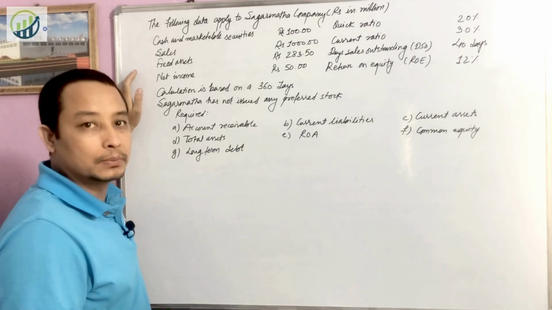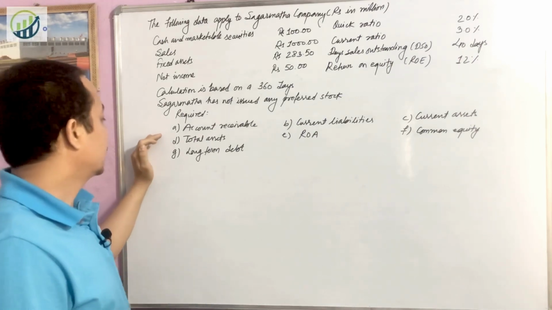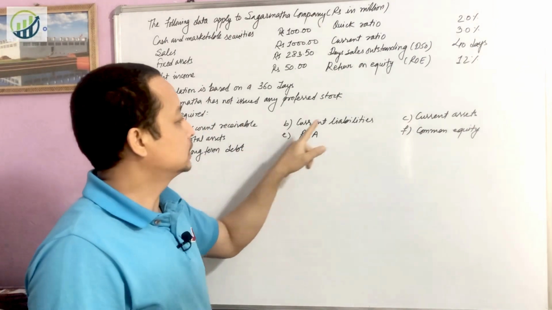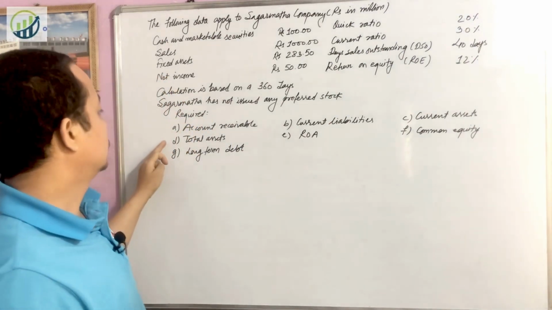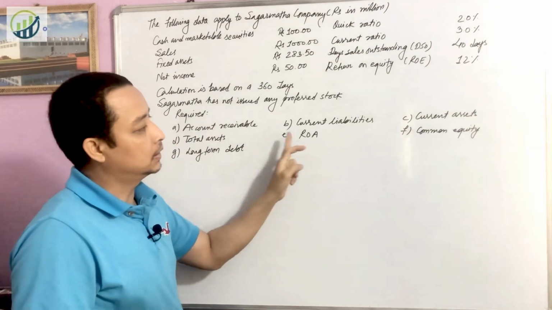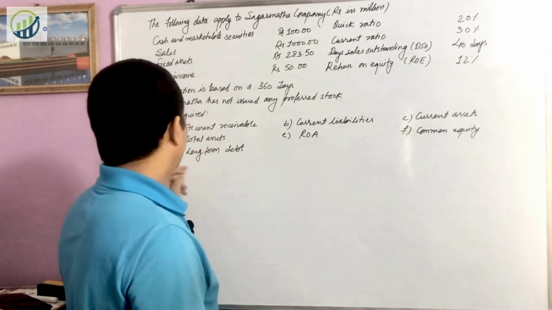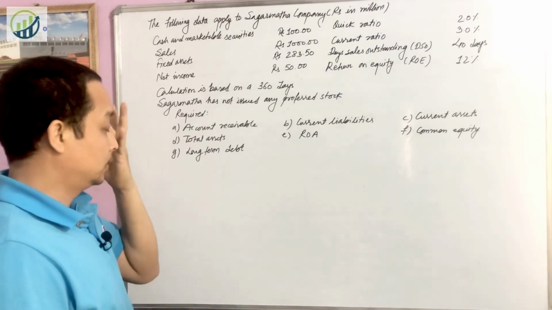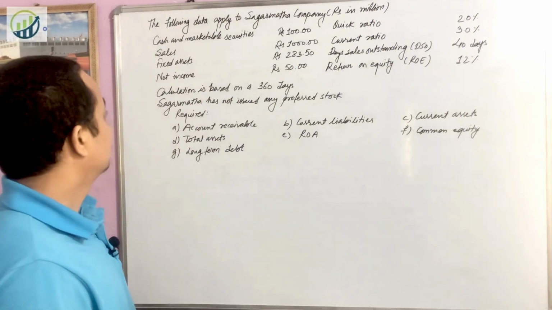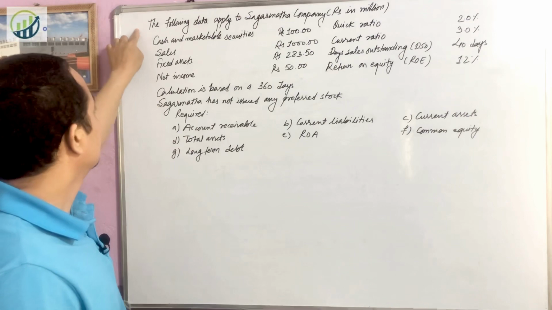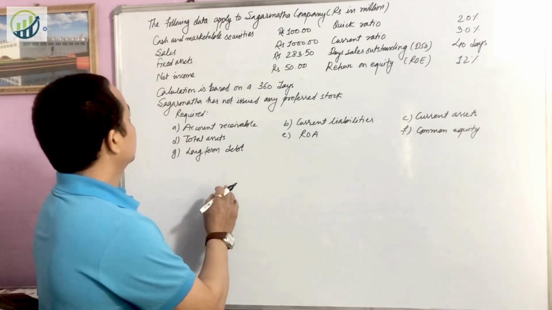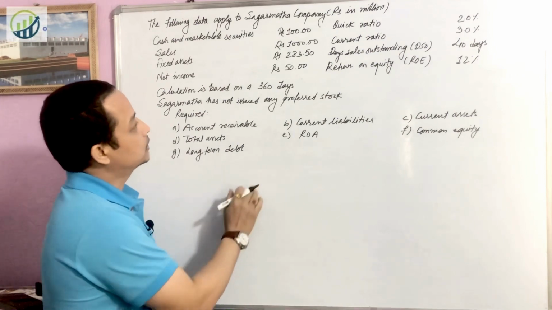By using this information, you have to find the following: A is accounts receivable, B current liabilities, C current assets, D total assets, E return on assets, F common equity, and G is long term debt. So you have to find these by using the information given in the question. Okay, now let's solve this problem.